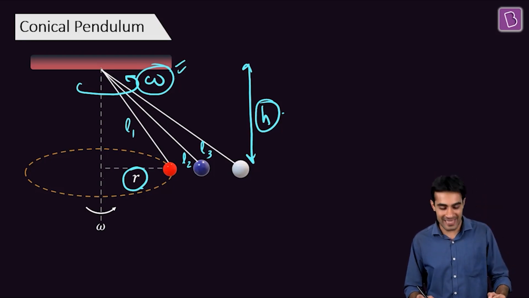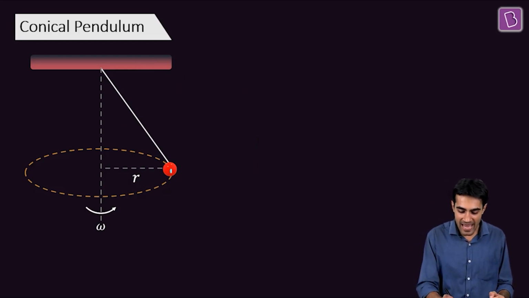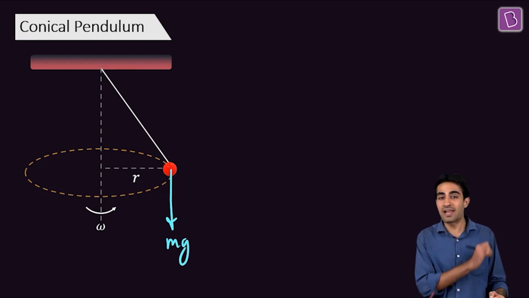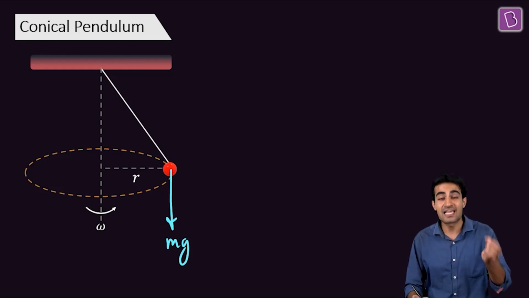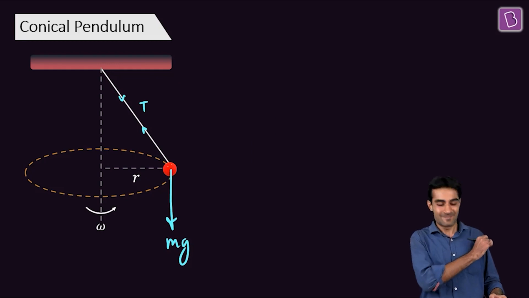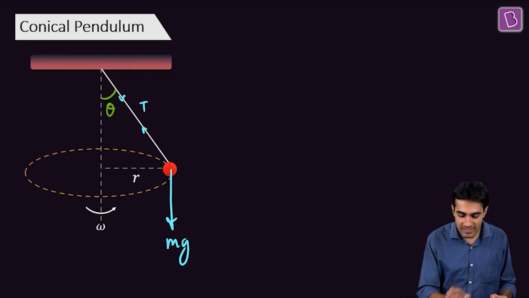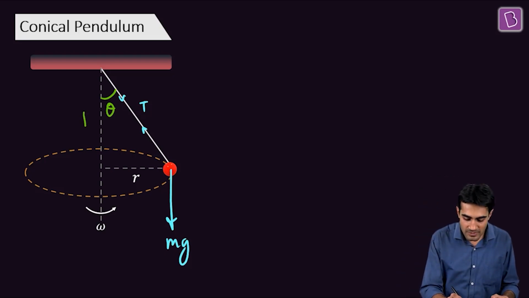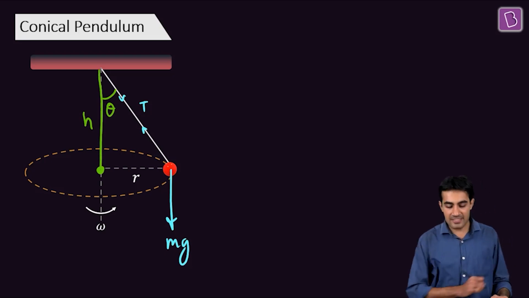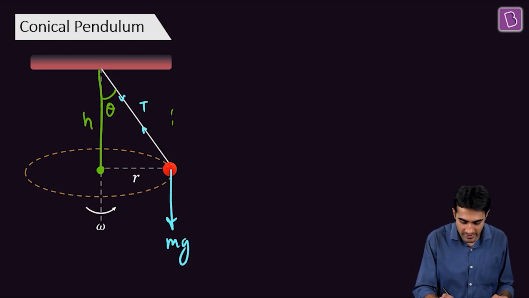Let's take a general case. So here is our favorite ball. And this ball is having mg in the downward direction, gravitational force. Is there any other force? Yes, there is tension in the string T. Now, let us call this angle from the vertical to be theta, the depth of this ball to be h. This is h. And let's call the radius of the circle to be r. And guess what? This angle will also be theta.